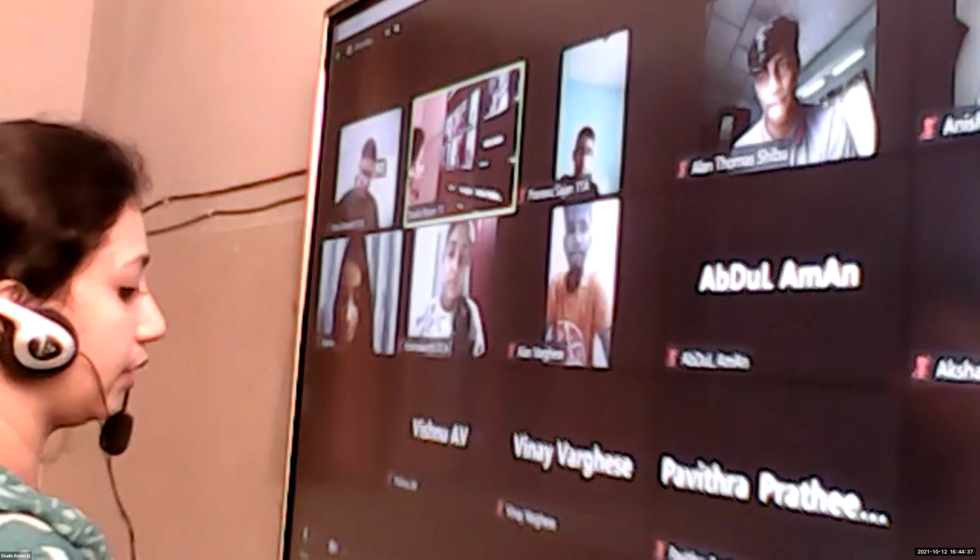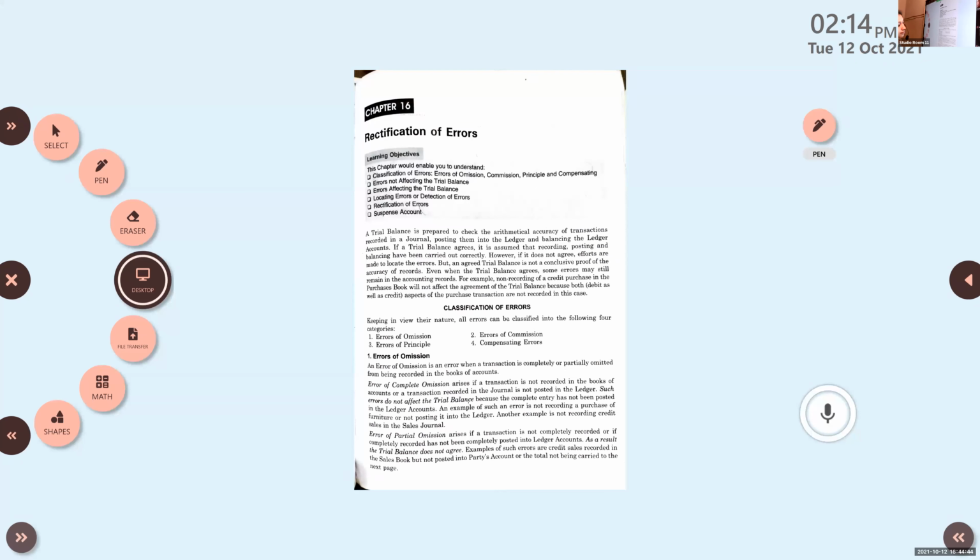Yes. So let us start with the new chapter, Rectification of Errors. A trial balance is prepared to check the arithmetical accuracy of transactions recorded in a journal, posting them into the ledger and balancing the ledger accounts. If a trial balance agrees, it is assumed that recording, posting, and balancing have been carried out correctly. However, if it does not agree, efforts are made to locate the error. If the trial balance is not getting tallied, what do you do? First thing is, you should find out where you made the mistake. Okay, locate the error.